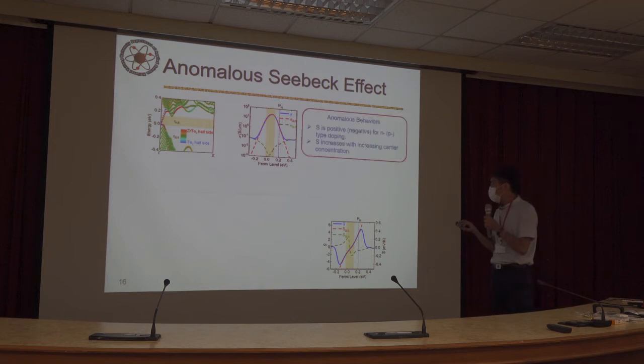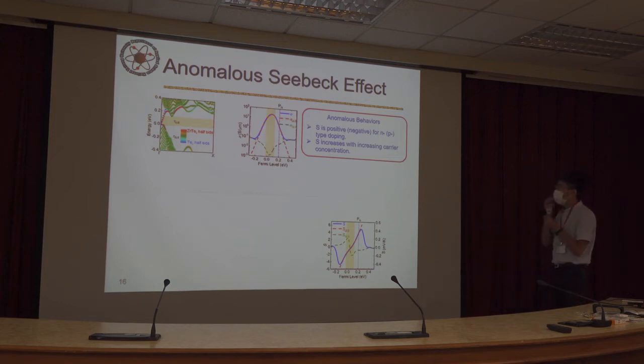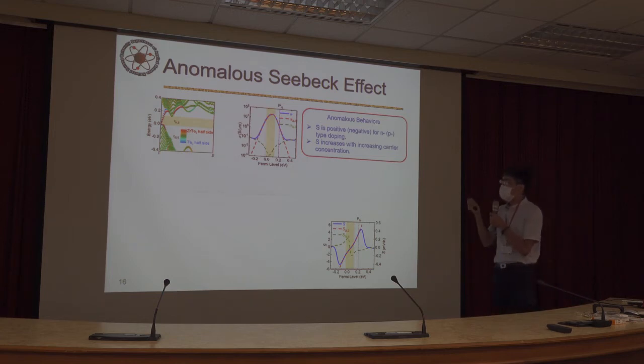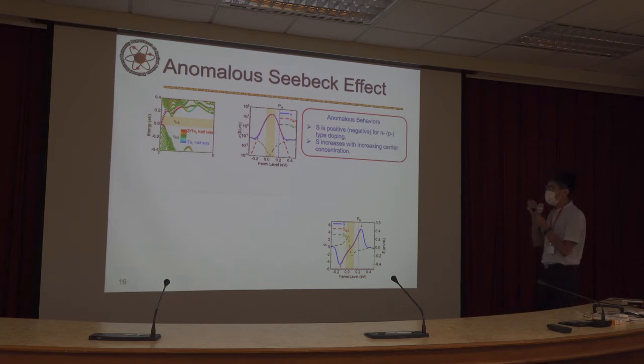For the Seebeck coefficient, it shows anomalous behaviors. The Seebeck coefficient is positive for N-type doping and negative for P-type doping, opposite to that of normal semiconductors. And its magnitude can increase with increasing carrier concentration. This is also opposite behavior to normal semiconductors.